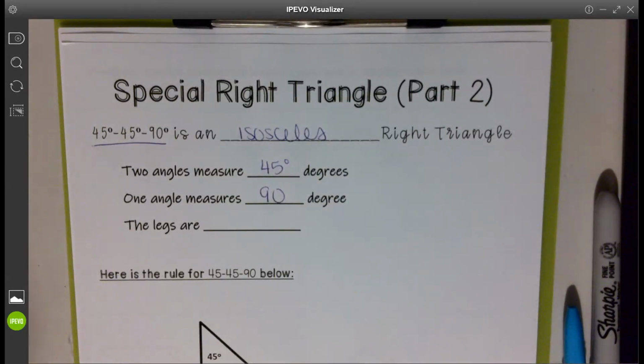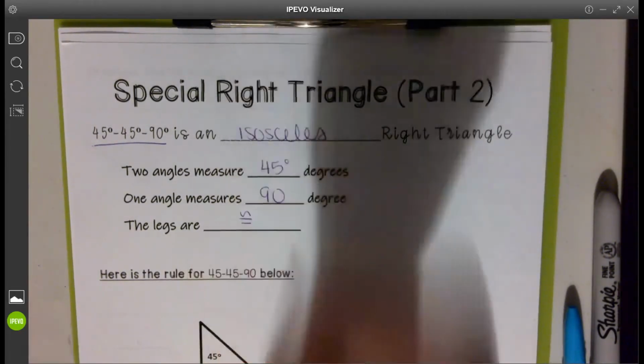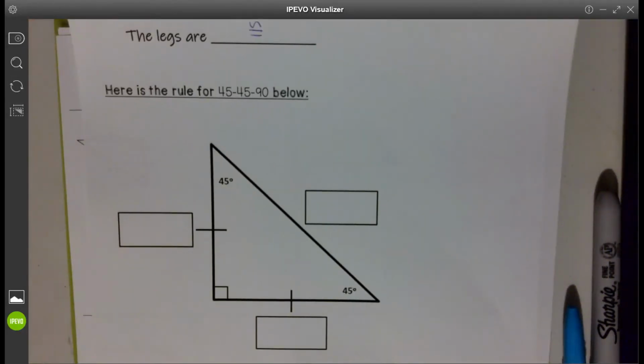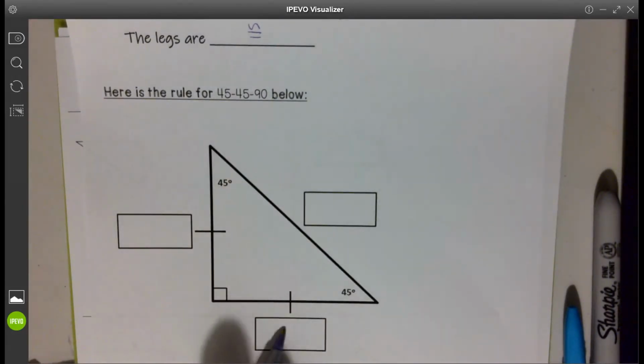And because they have the same angles of 45 and 45, the legs are also going to be congruent. So we're going to see what that looks like in a diagram. This is going to be our parent picture, just like when we had one for our 30, 60, 90. So here is our picture. Notice we have our 45 and 45. Then I have my tick marks because these are going to be congruent angles.